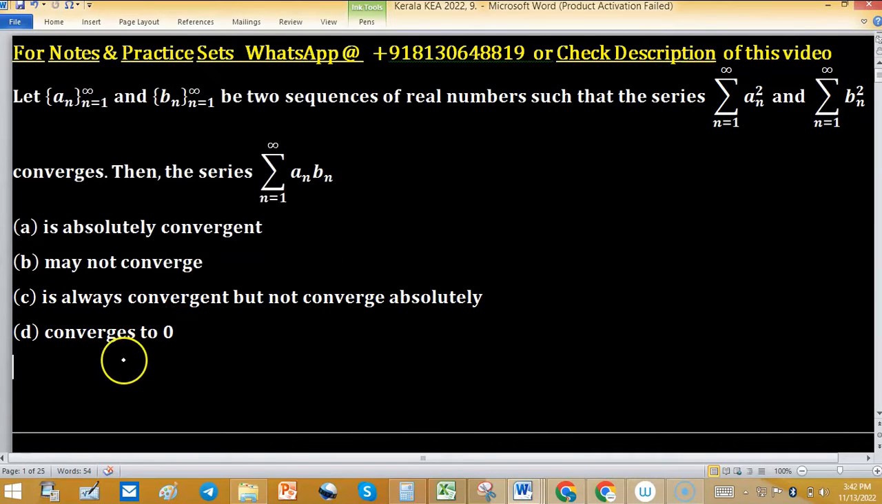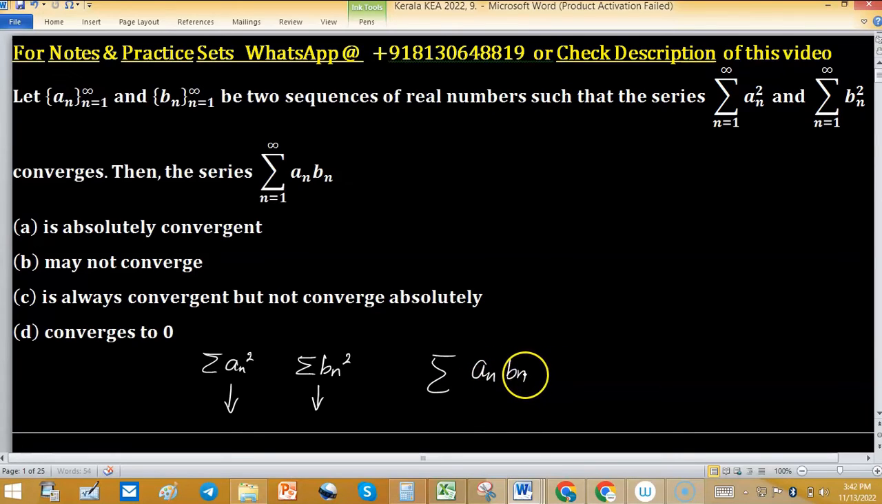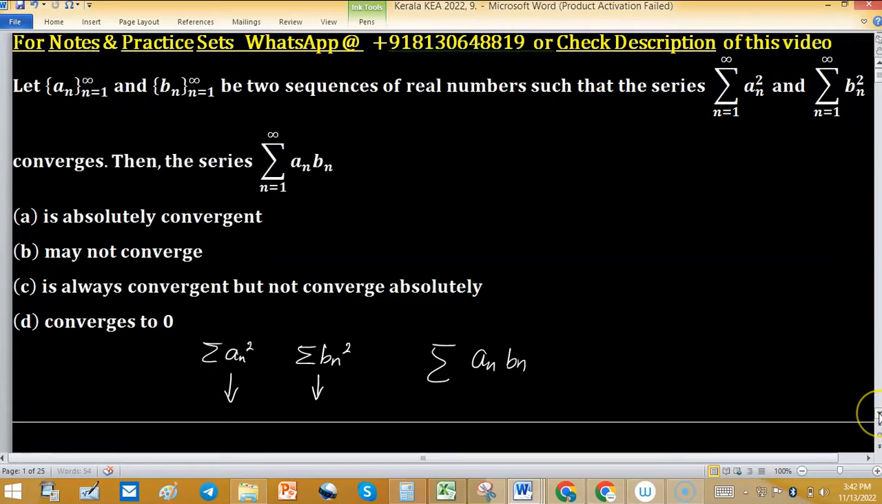It is given that an and bn are two sequences of real numbers, and summation an square and summation bn square converge, meaning the series formed by squaring these sequences converge. Then we have to tell about the series formed by the product of an and bn. So what can we do for this?